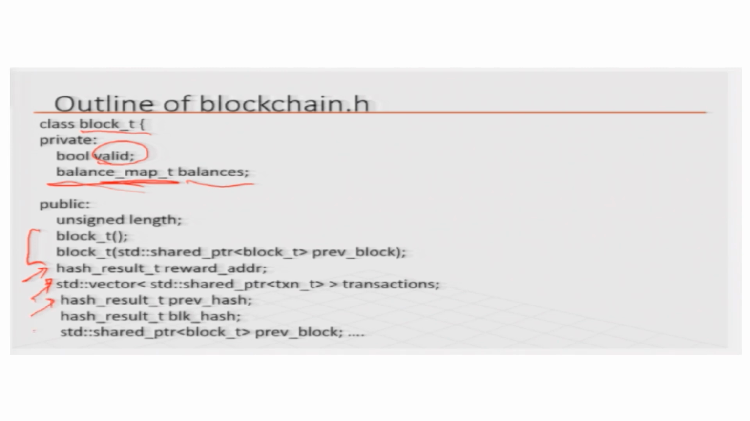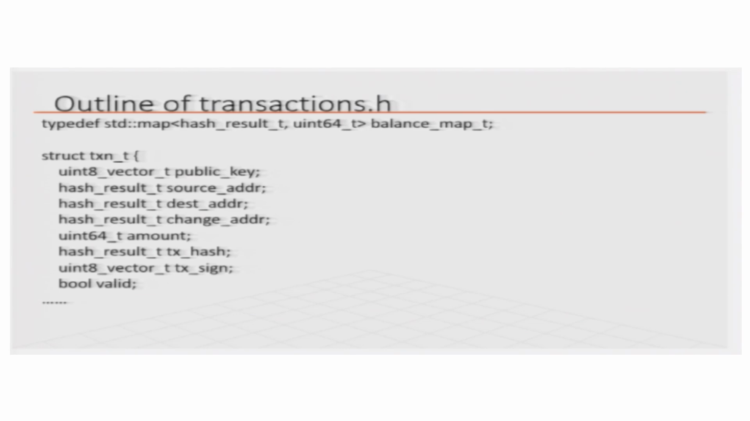This is the previous hash, the block hash, and this pointer is there because our program is based on a single process, therefore we can use real pointers. Transactions also have this structure, and this balance map hash table type is defined in transactions.h, and these are the different parts of the transaction. We already saw, we have the public key, the source address, destination address, change address, amount, hash, sign, and whether the transaction is valid.